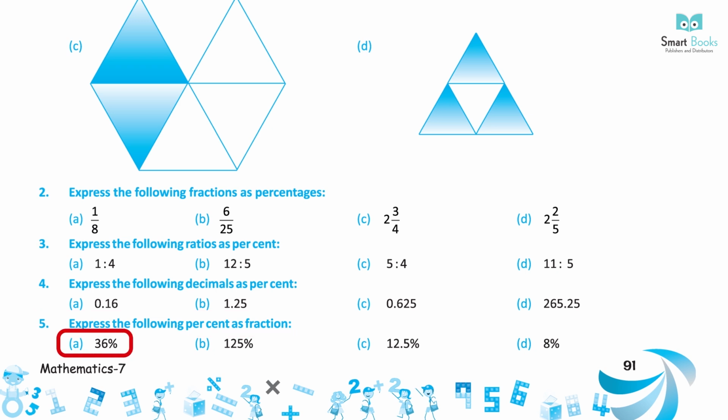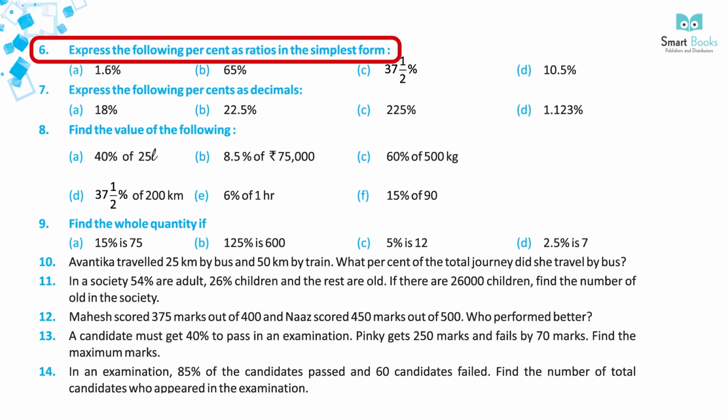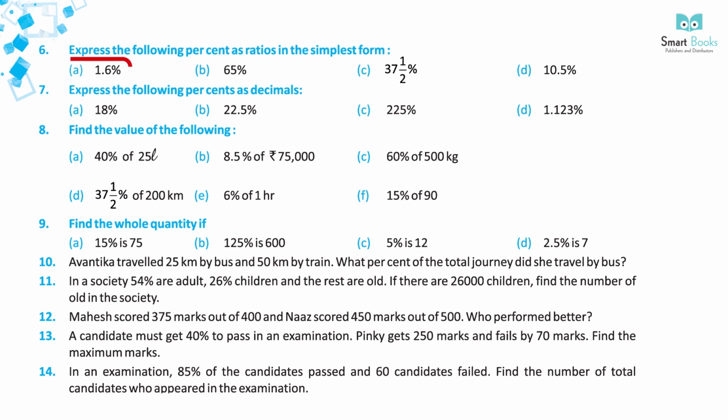Question 5. Express the following percent as fractions. A. 36%. Solution. 9 upon 25. B. 125%. Solution. 5 upon 4. C. 12.5%. Solution. 1 upon 8. D. 8%. Solution. 2 upon 25. Question 6. Express the following percent as ratios in the simplest form. A. 1.6%. Solution.